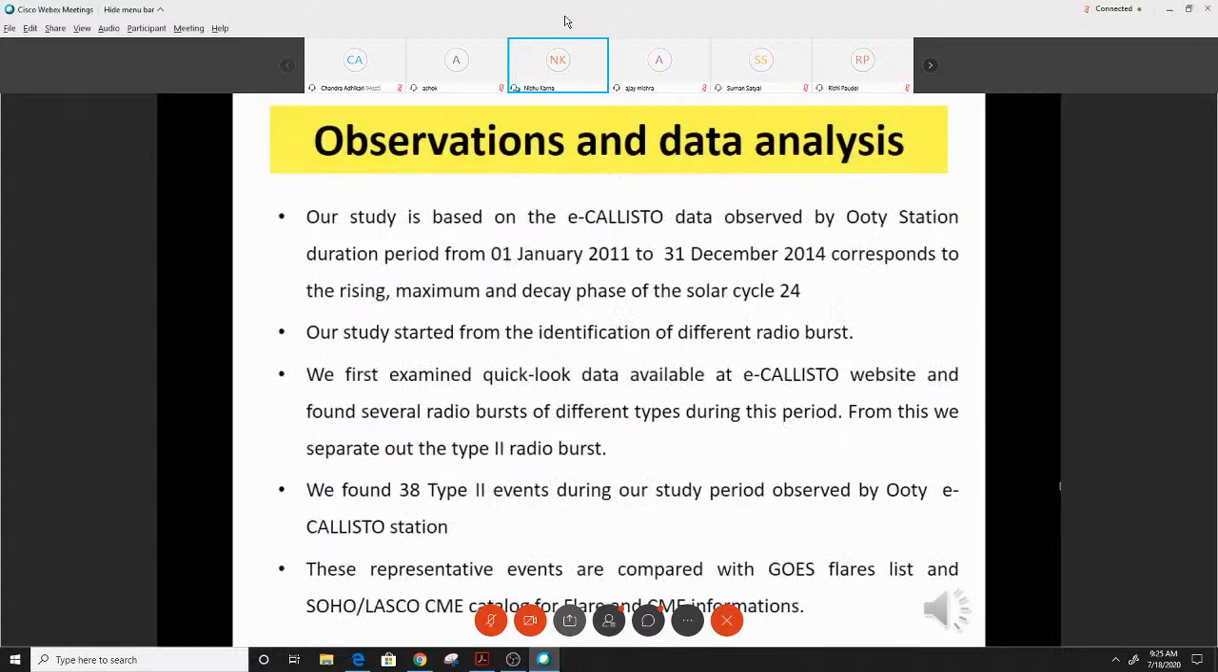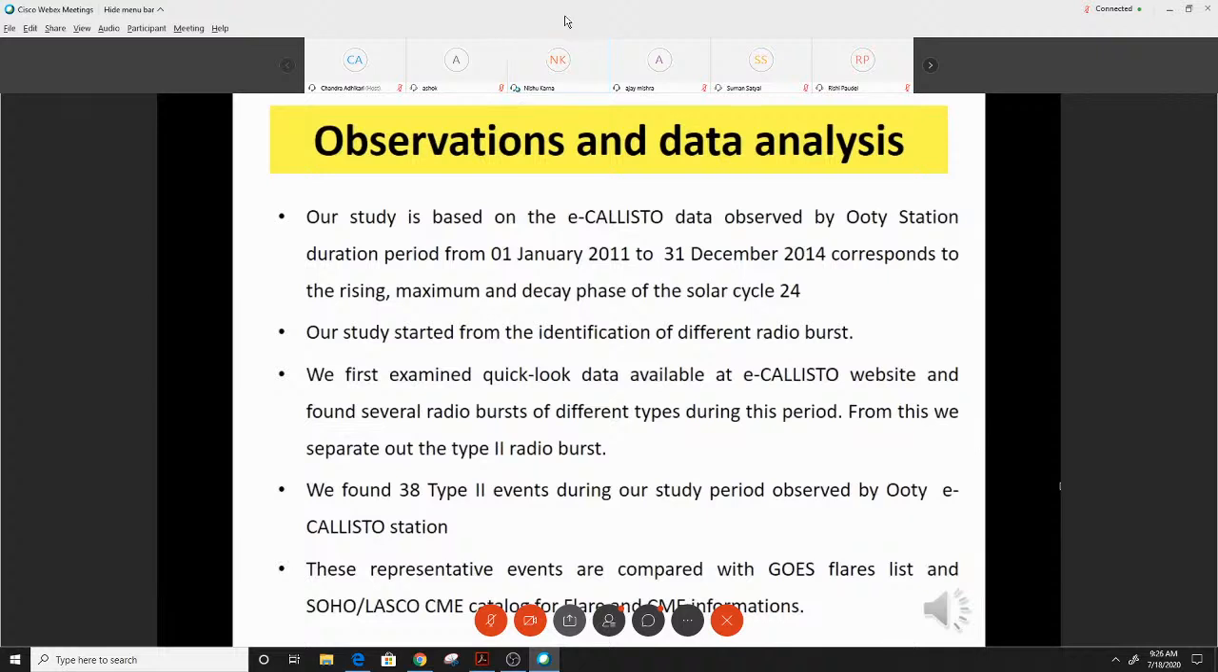Observation and data analysis. Our study is based on the E-Callisto data observed by UTE stations during the period from 1st January 2011 to 31st December 2014, corresponding to the rising, maximum, and decay phases of solar cycle 24. Our study started with the identification of different radio bursts. We first examined quick look data available at the E-Callisto website and found several radio bursts of different types during this period. From this, we separated out the type 2 radio bursts. We found 38 type 2 events during our study period observed by the UTE Callisto station. These events are compared with the GOES flare list and SOHO LASCO CME catalogs for flare and CME information.